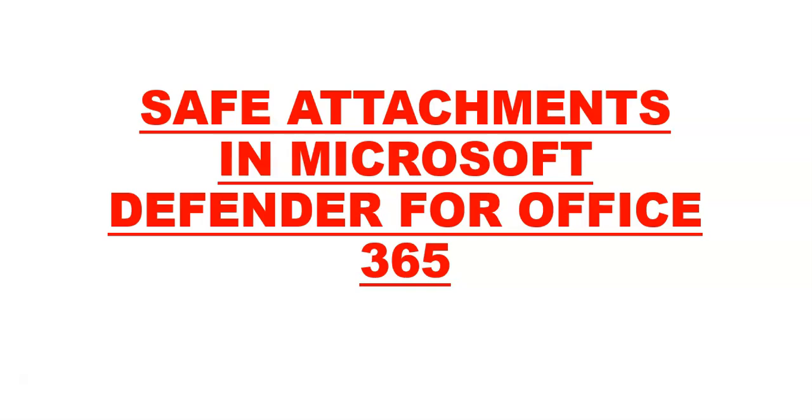Safe attachments in Microsoft Defender for Office 365 provides an additional layer of protection for email attachments that have already been scanned by anti-malware protection in Exchange Online Protection. Specifically, safe attachments uses a virtual environment to check attachments in email messages before they are delivered to recipients, a process known as detonation. So let me just quickly log on to the portal and take it from there.